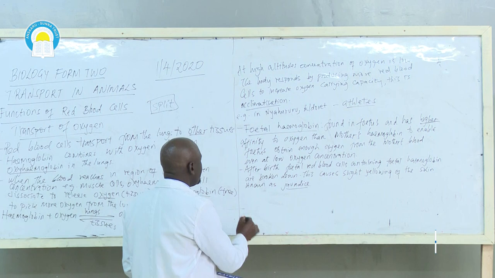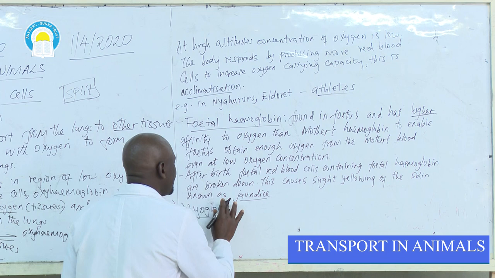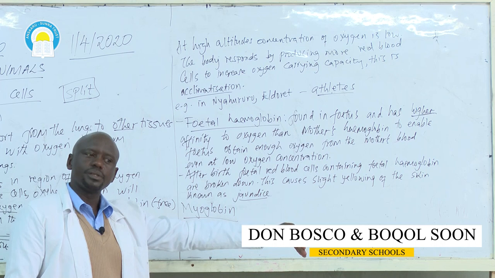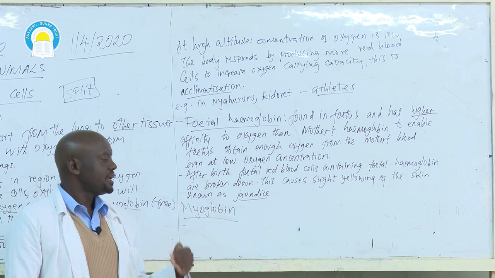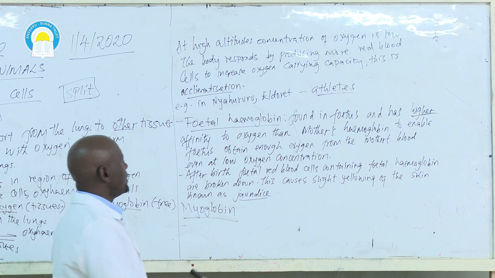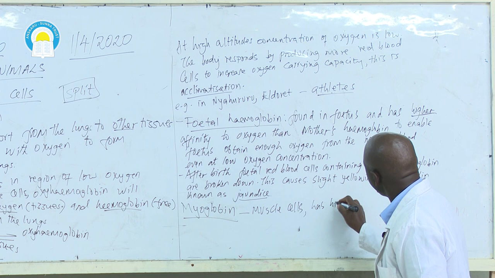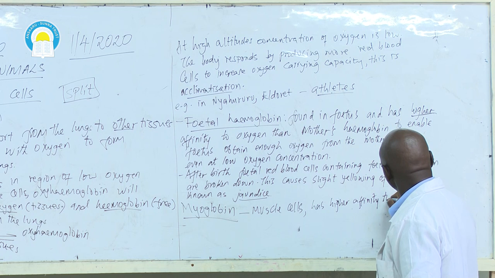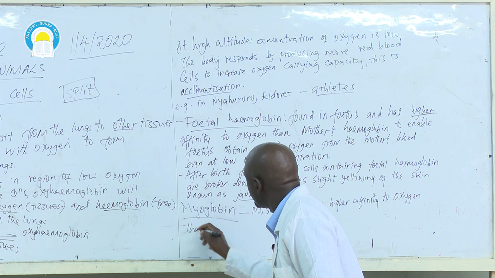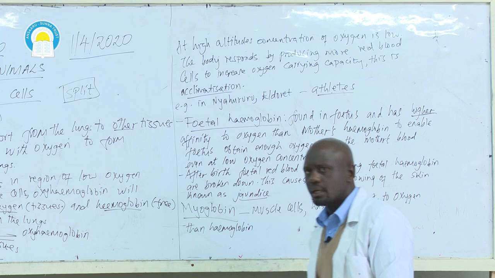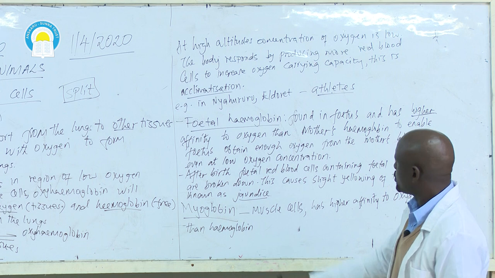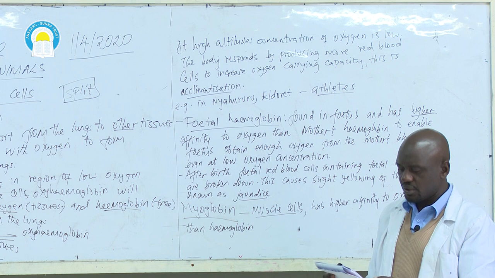Now, there is another. We have said that the red blood cells will transport oxygen to the tissues. The muscle cells themselves have got another pigment, and that pigment is known as myoglobin. So myoglobin is found in muscle cells, and it has an even higher affinity to oxygen than hemoglobin. So what this means is that as the blood passes through the muscles, myoglobin will pick up a lot of oxygen, which will be required by the muscle cells for the process of contraction and relaxation of the muscle cells.